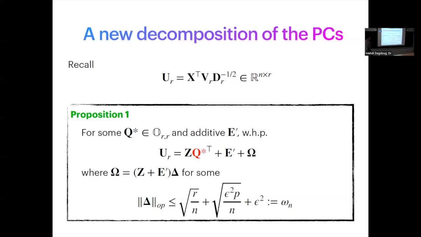But more importantly, from this proposition, what I want to emphasize is the following. The principal components are essentially approximately equal to Z multiplied by an orthogonal matrix. So this suggests that if varimax can estimate this Q star, then multiplying U_R by that Q star will give you Z. This is what proposition 1 tells us: we should expect varimax to estimate this Q star if you apply it on the U_R matrix. And we're going to confirm this by analysis.